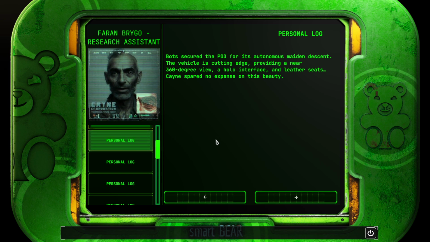Bots secured the pod for its autonomous maiden descent. The vehicle's cutting edge, providing a near 360-degree view, a hollow interface, and leather seats. Kane spared no expense on this beauty.